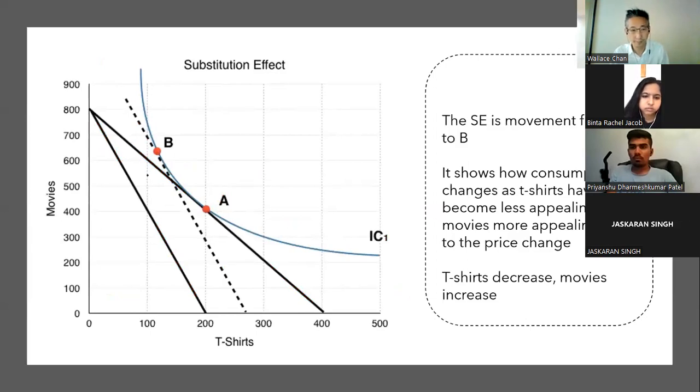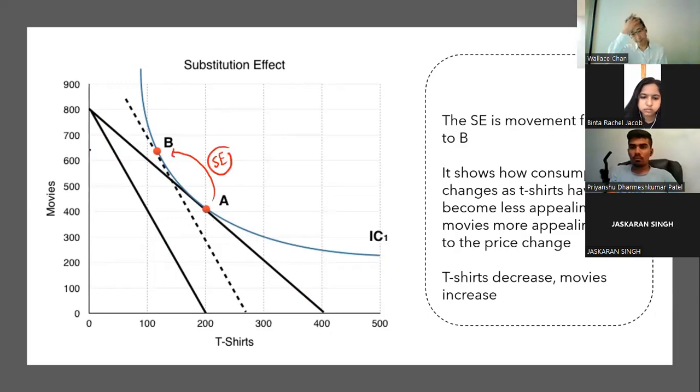So what is this B? This B is hypothetically how people would have changed their behavior if you said, stay on the same indifference curve, let's keep your utility the same, but at the new price of t-shirts, what would be the new amount of t-shirts you will buy? So what is this B showing you? This movement from A to B is known as the substitution effect.